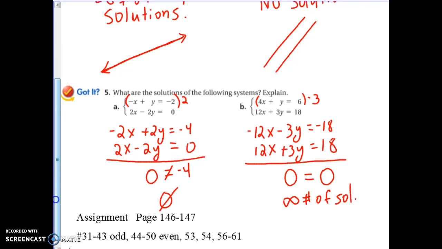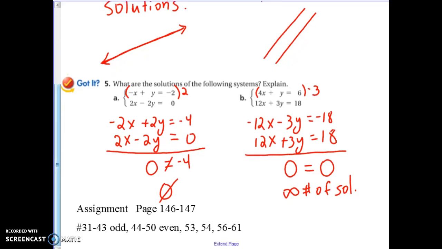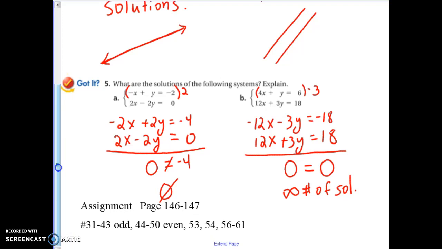All right. So again, your homework is listed down here. And for this one, we are going to cross off this last part and just make it 53 and 55. All right, so 31 through 43 odd, 44 through 50 even, and then 53 and 55.